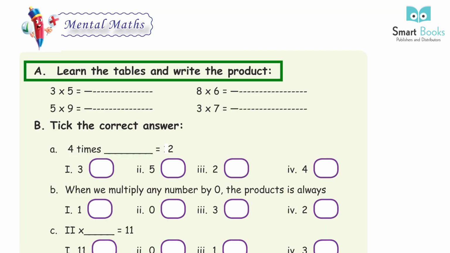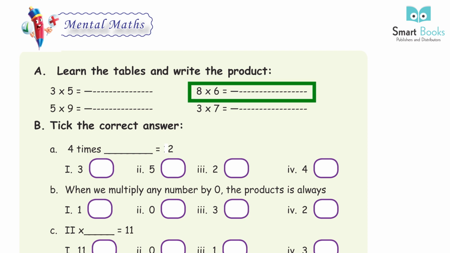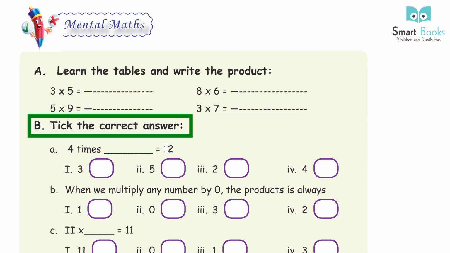Mental maths. A. Learn the tables and write the product. 3 into 5, 8 into 6, 5 into 9, 3 into 7. B. Take the correct answer.